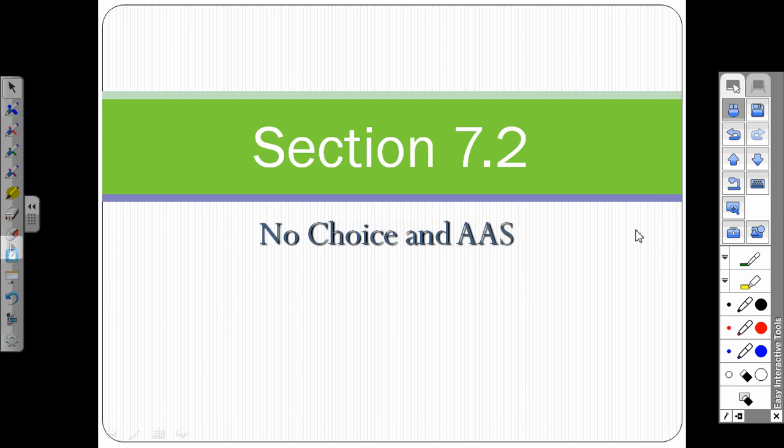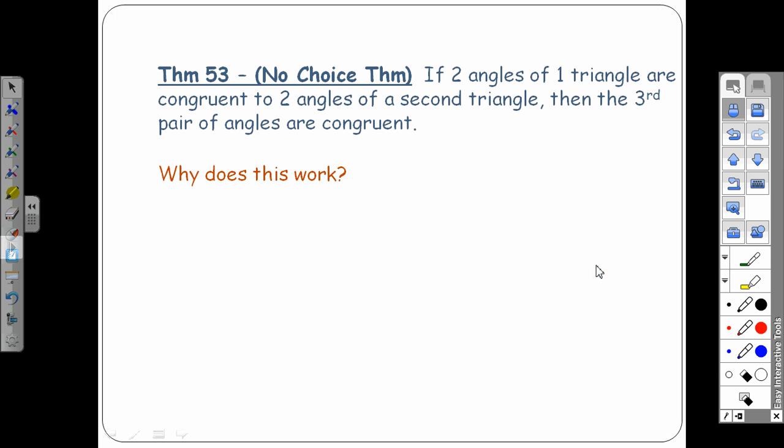Hello again. Here we are at section 7.2, which talks about the no-choice theorem, and AAS, which some of you are probably wondering when we were ever going to get to that postulate. Well, here it is. Okay, so first of all, let's talk about the no-choice theorem. It says that if two angles of one triangle are congruent to two angles of a second triangle, then the third pair of angles are congruent.